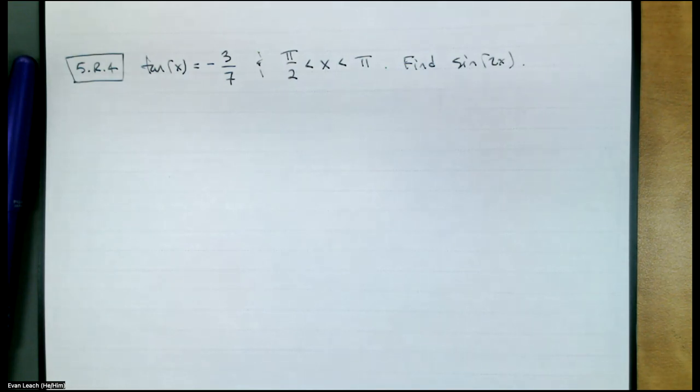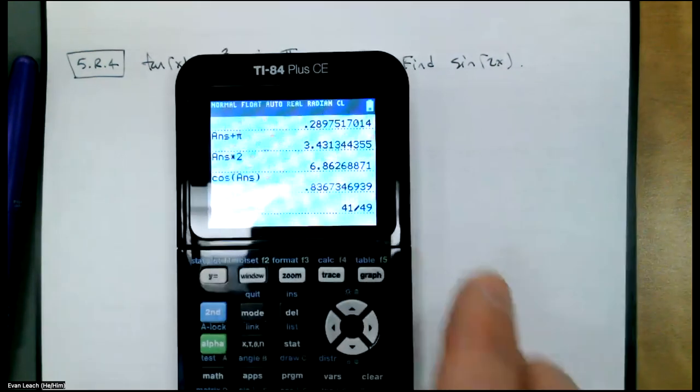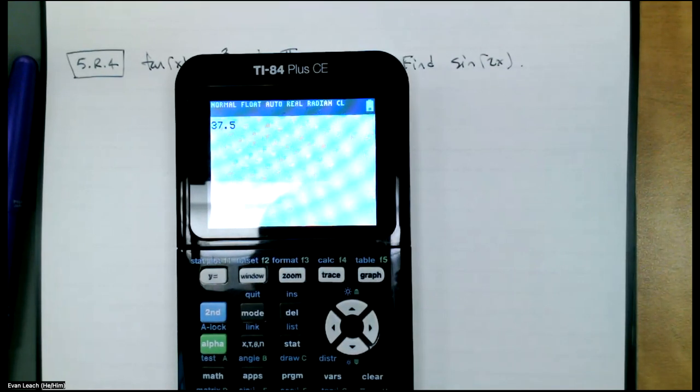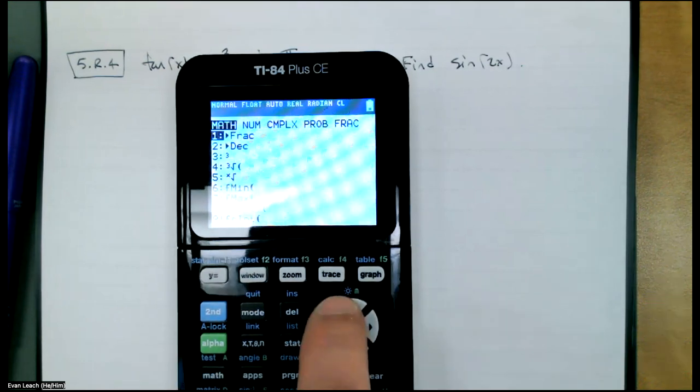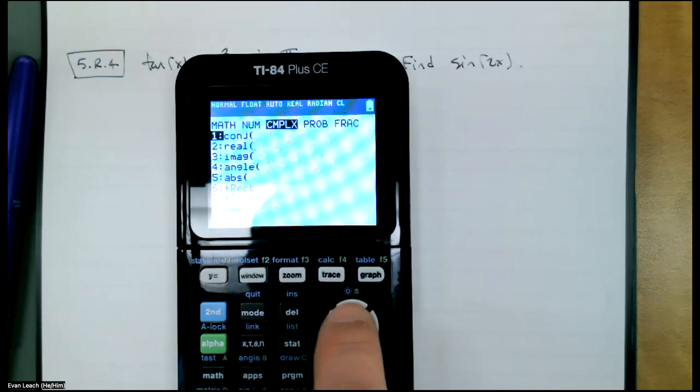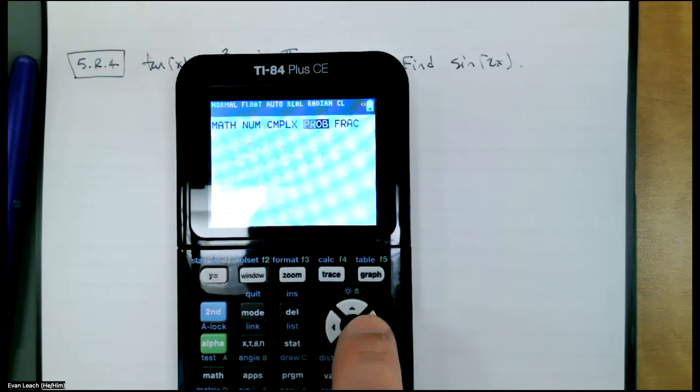Oh, yeah. I don't really spend a lot of time doing degrees, minutes, seconds. We just use decimal degrees. The calculator can do degrees, minutes, and seconds. So if we have like 37.5 degrees, it can convert to minutes and seconds.